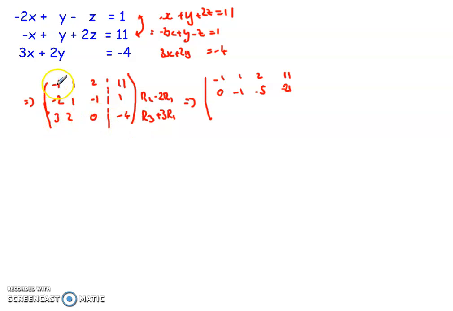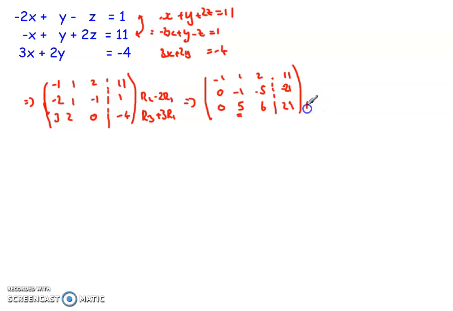Bottom row, I'm going to add 3 of the top row, so I'll end up getting 0 there. I then get 2 plus 3, which gives me 5. I then get 0 plus 6, which gives me 6. And -4 plus 3 of those, so that's 33. So -4 plus 33 gives me 29. So there you go. Now one thing I'll notice is ideally I want to turn this into a 0.